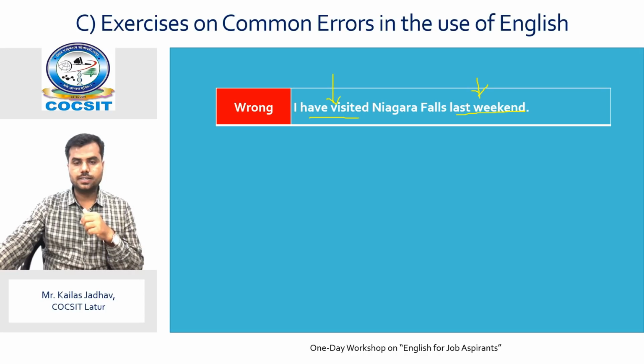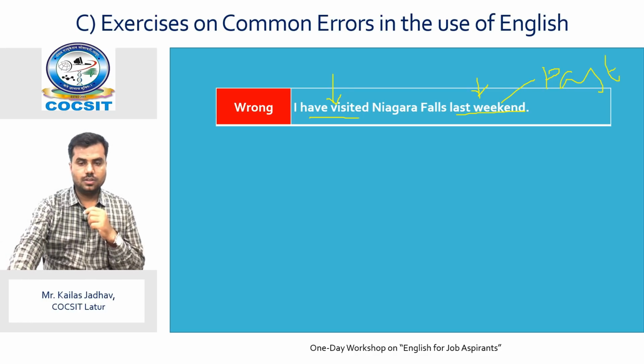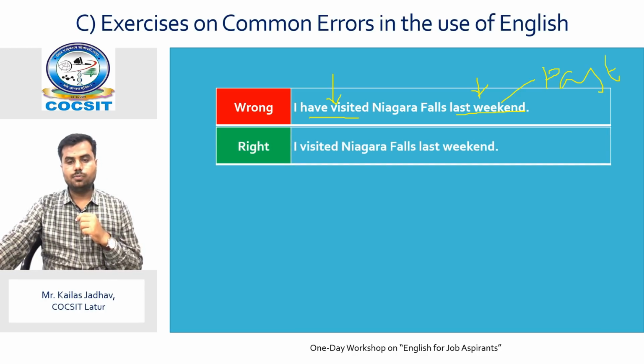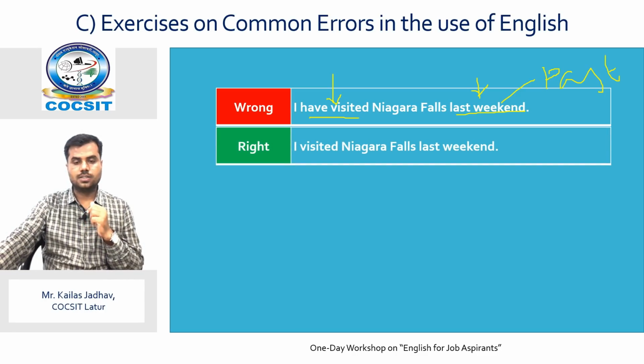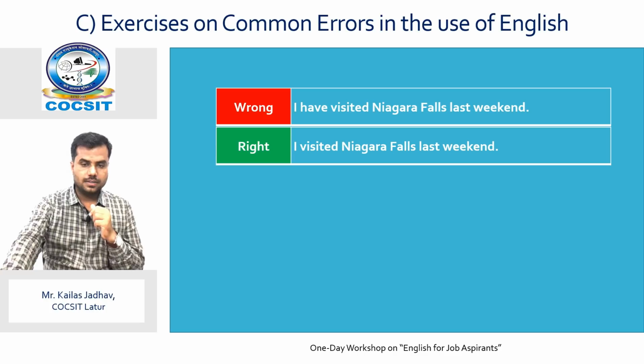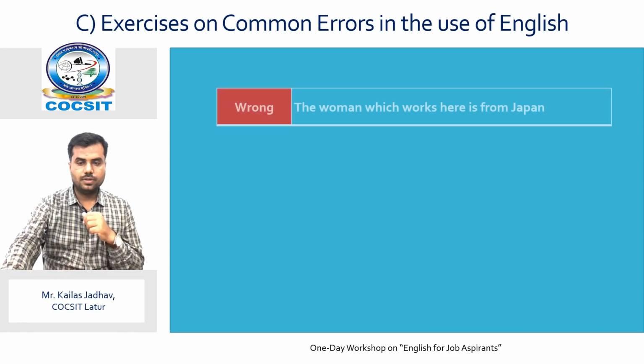Have visited indicates the present perfect tense, and last weekend indicates the action which has happened in the past. So the correct version is I visited Niagara Falls last weekend. So visited is the proper verb used for telling the context of a particular sentence. Let us have the next example.